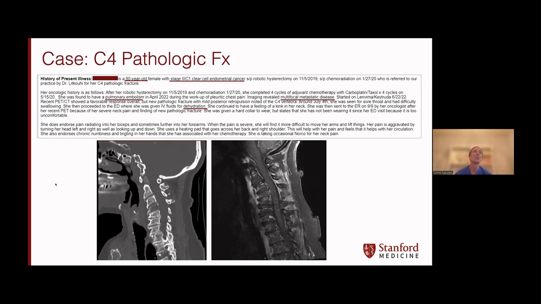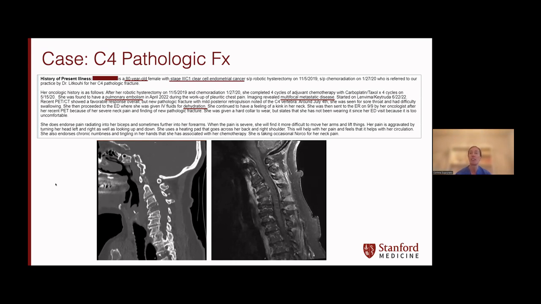She says that this neck pain has been going on for a very long period of time now, a couple of years. It radiates into her biceps, into her forearms. When the pain's severe, she can't even lift up her arms. And at this point, it's really interfering with her quality of life.